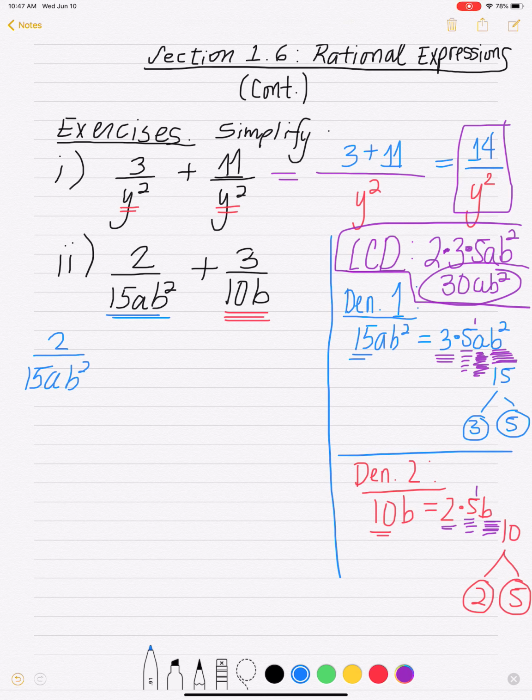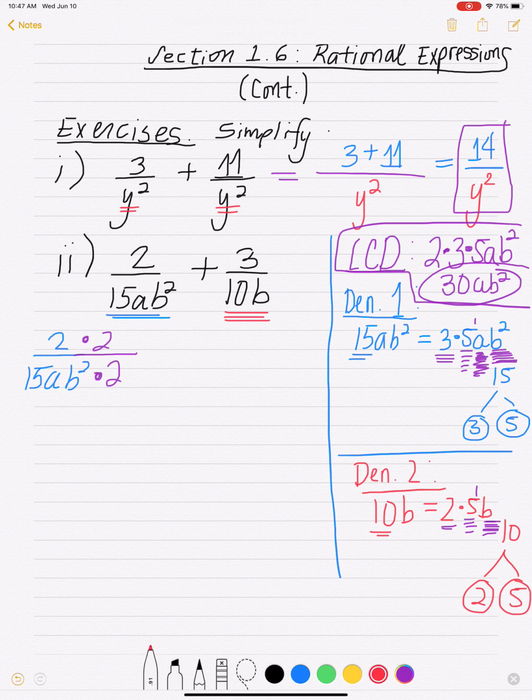I'm going to ask the important question: what do I have to multiply 15ab squared by to get 30ab squared? We have to multiply that by 2, so I'm going to multiply by 2 on the bottom. And what I do to the bottom, I have to do to the top. Right, we have to keep that fraction balanced. We don't want to fundamentally change it.